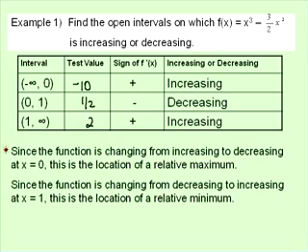Since the function is changing from increasing to decreasing at x equals 0, this is the location of a relative maximum. And since the function is changing from decreasing to increasing at x equals 1, this is the location of a relative minimum. If we were to sketch the behavior of this function, it goes from increasing to decreasing to increasing. So you can see that when the function changes from increasing to decreasing, that is the location of a relative maximum. And likewise, when it changes from decreasing to increasing, we have a relative minimum.